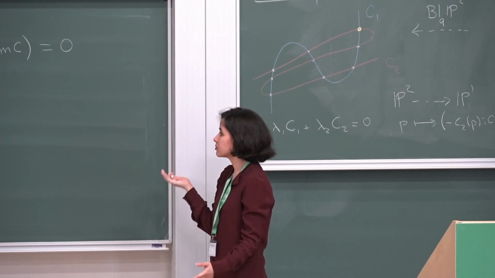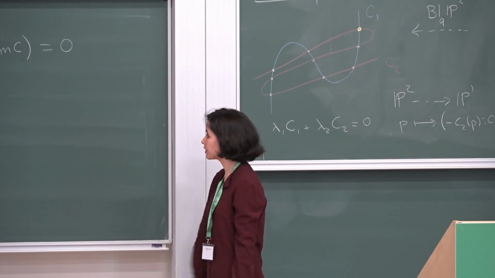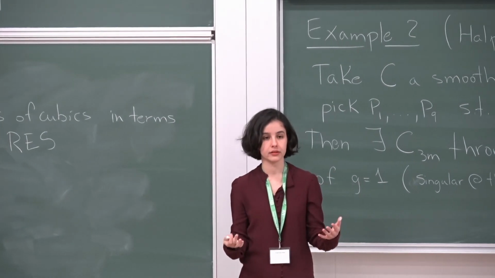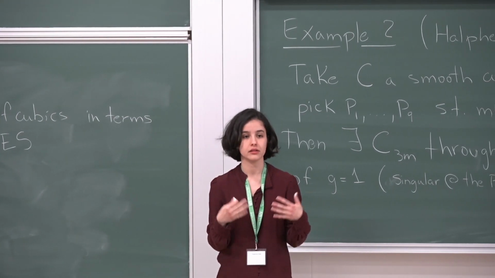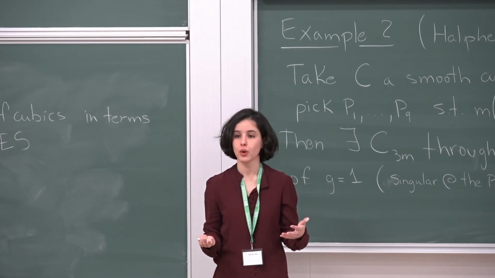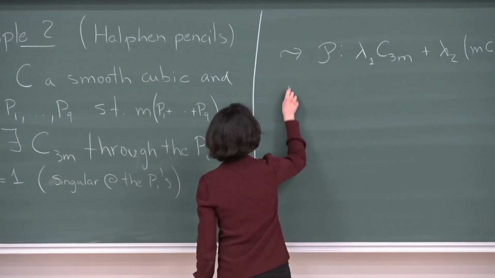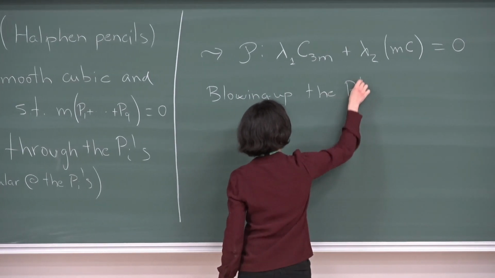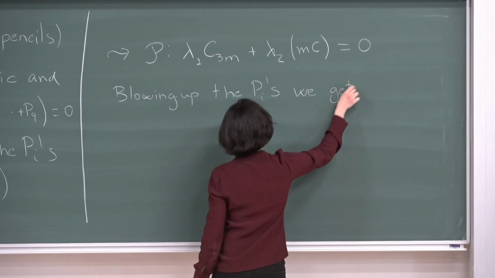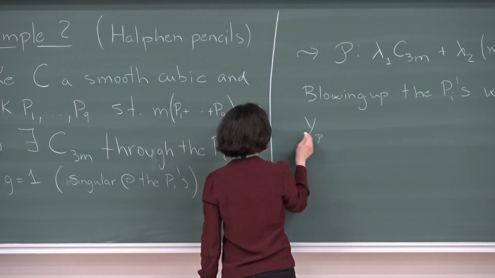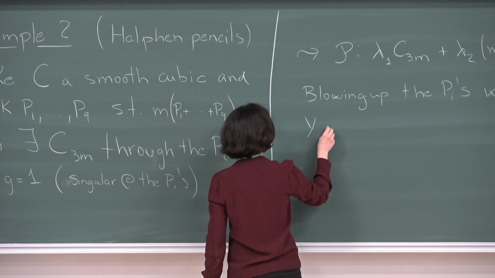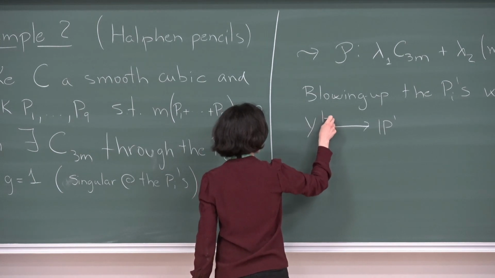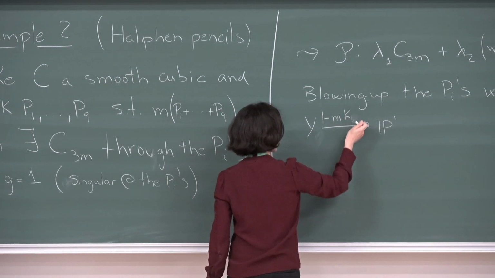So I get some type of pencil of curves of degree 3m, and I claim that out of this pencil, if we blow up the 9 base points, I'm going to get a rational surface that carries again a structure of genus 1 fibration. So blowing up the base points, we get, say, surface Y. Let me just call it Y. And now the fibration is given by minus m times the canonical.